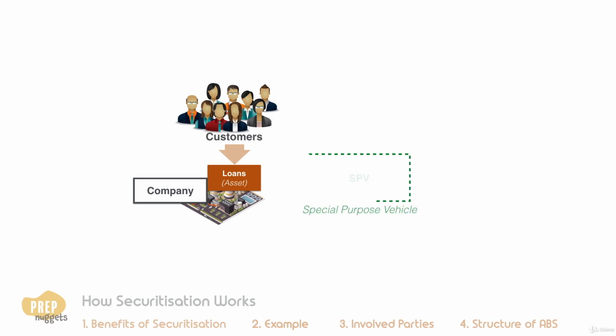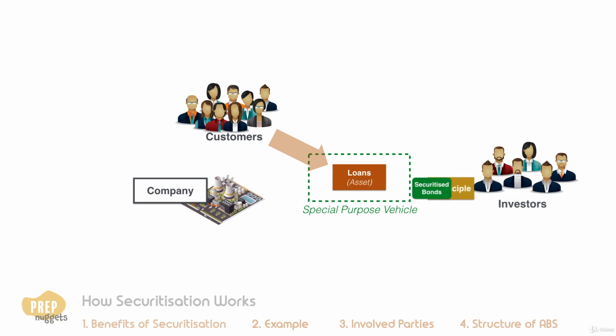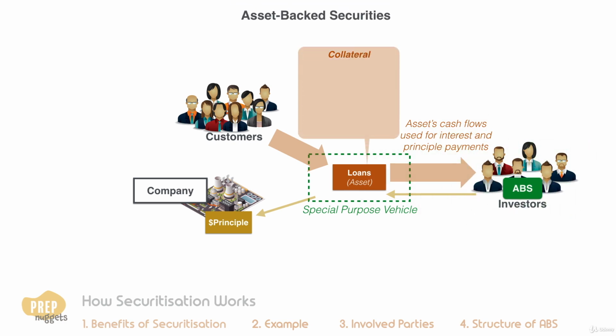Securitization refers to a process by which ownership of assets is transferred from the original owners into a separate legal entity, known as the Special Purpose Entity or Vehicle. The SPV then issues securities backed by these assets and sells them to investors. The proceeds of the sale are passed on to the originating company as payment for the assets. The assets' cash flows are used to pay both the interest and principal owed to the investors. These securities are generically referred to as asset-backed securities. The pool of securitized assets is called the collateral.